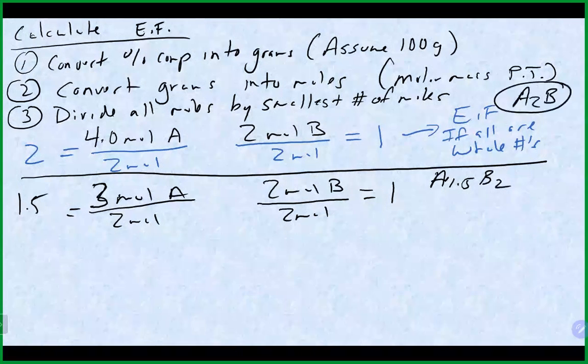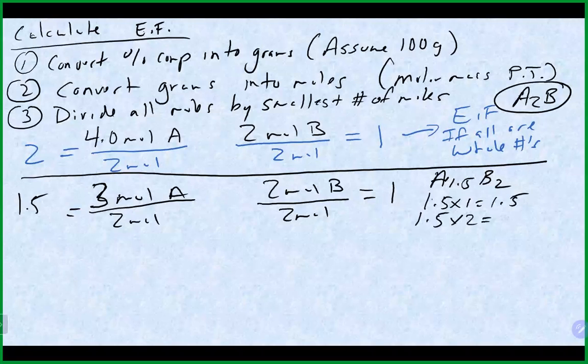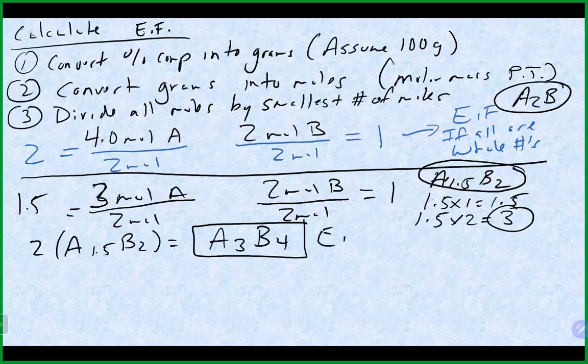Now, we cannot have a 1.5. They do need to be whole numbers, so we do need to clear the decimal. This is considered too far to round. So 0.5 is too far to round up or down. You do have to find a way to clear it, and you could do that by simple math. 1.5 times 1 is 1.5. 1.5 times 2 is 3, and that is a whole number. So what you would do is multiply this entire thing by 2. Taking that and multiplying it by 2 would give us A3B4, and that would be our proper empirical formula, which is all whole numbers.